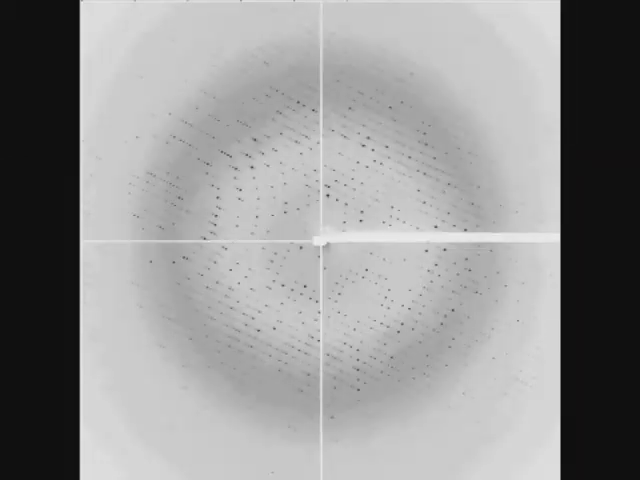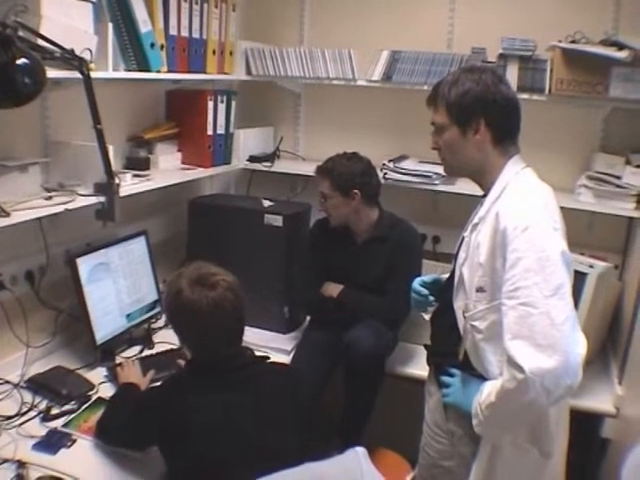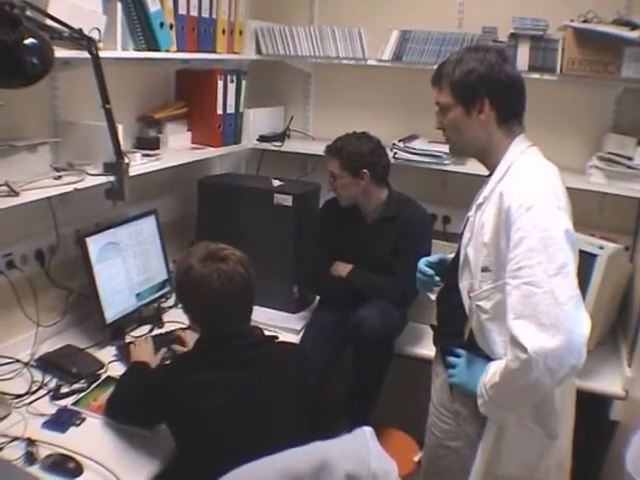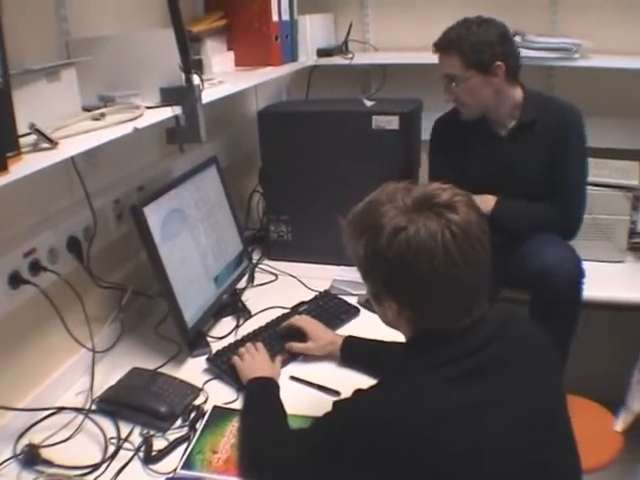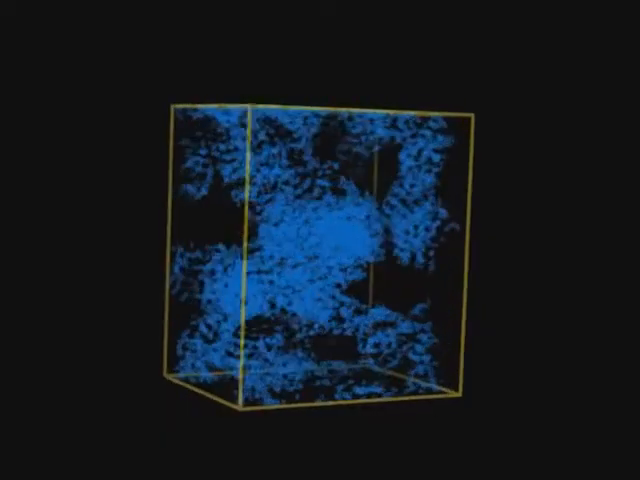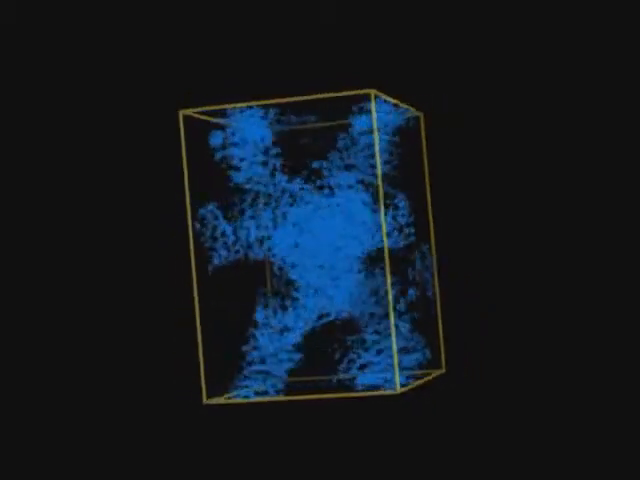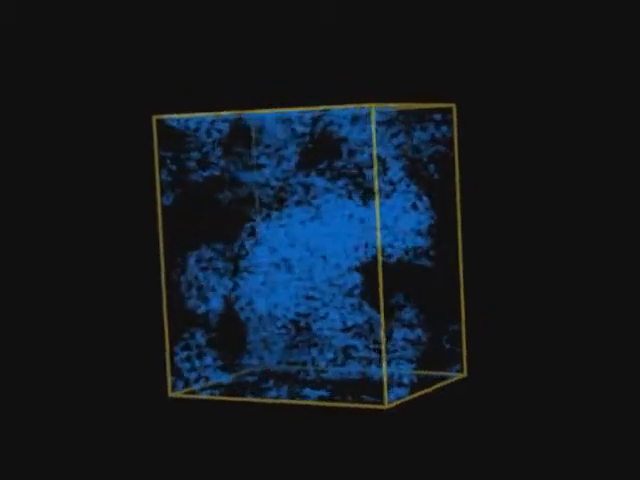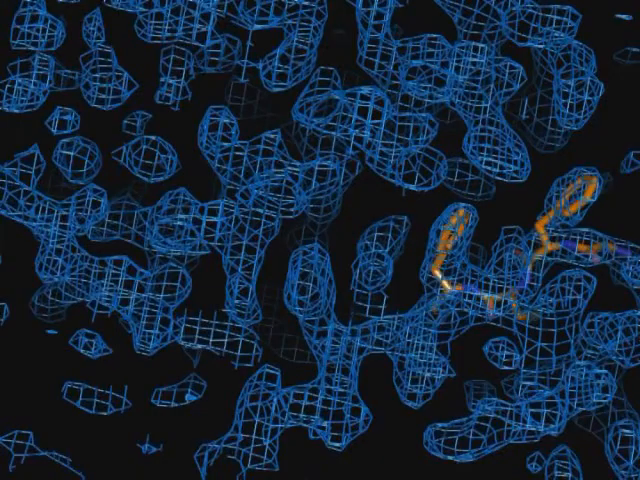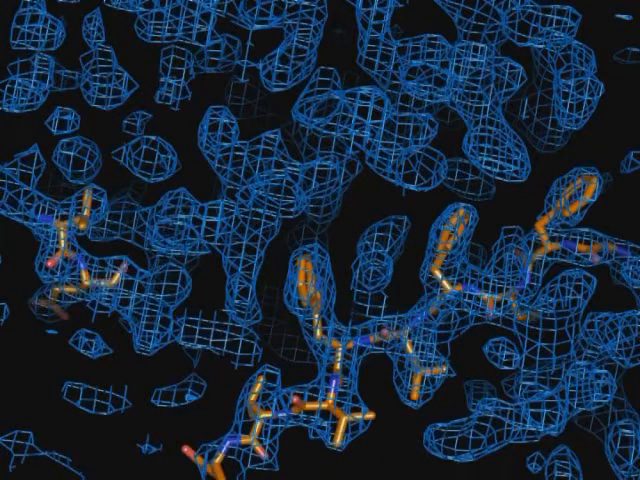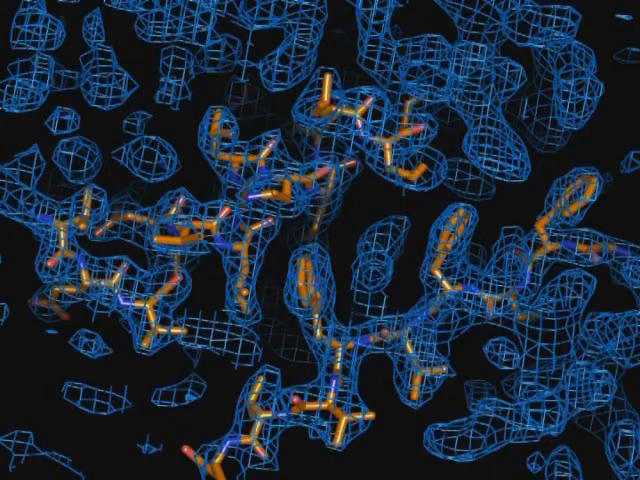Combining information about the positions and intensities of these spots allows scientists to calculate an electron density map and then elucidate the positions of atoms within the crystal. This 3D image in blue is an experimental map which shows the electron cloud surrounding the atoms that make up the molecule. The construction of the molecular model is made step by step by interpreting the map and positioning units of amino or nucleic acids. A computer with a 3D display is needed to perform this step.